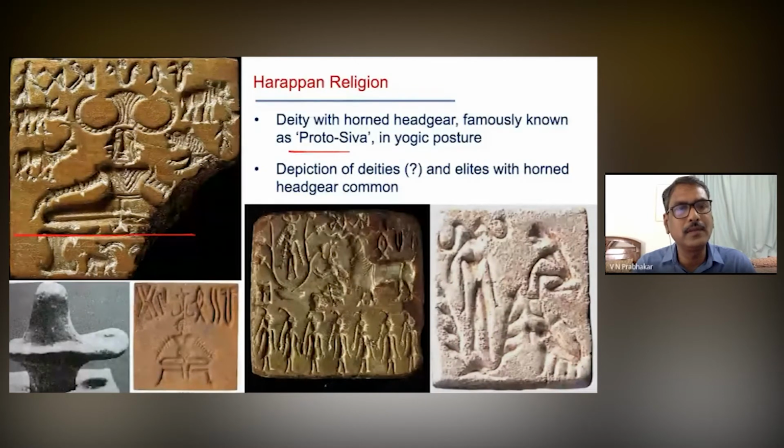Here a deity with a horned headgear is shown seated in a yogic posture with three faces. You can see three faces are shown here, along with a host of animals. That's why Sir John Marshall was induced to term it Proto-Shiva. And one more seal from Mohenjo-daro has a deity again with a horned headgear. Somehow this horned headgear is very interesting in the Harappan context. We see some of the elites maybe, and particularly in this type of depiction, it always accompanies the person with a horned headgear. Here a deity is shown inside a peepal tree. You can see the peepal leaves here. So it's a personification of a peepal tree.